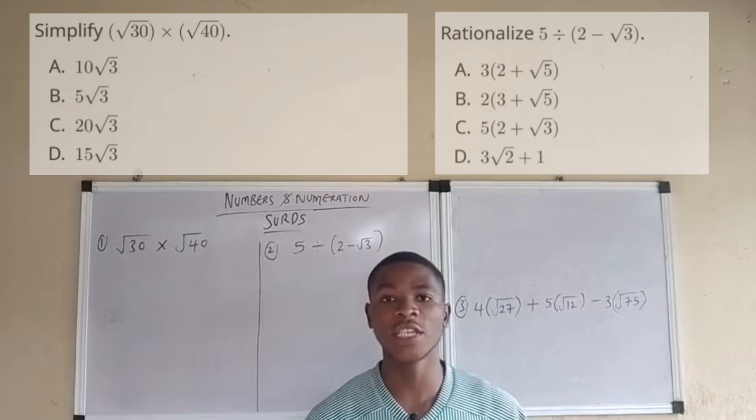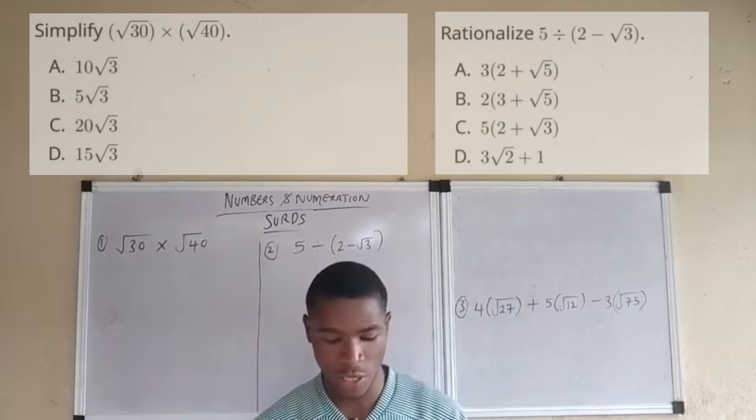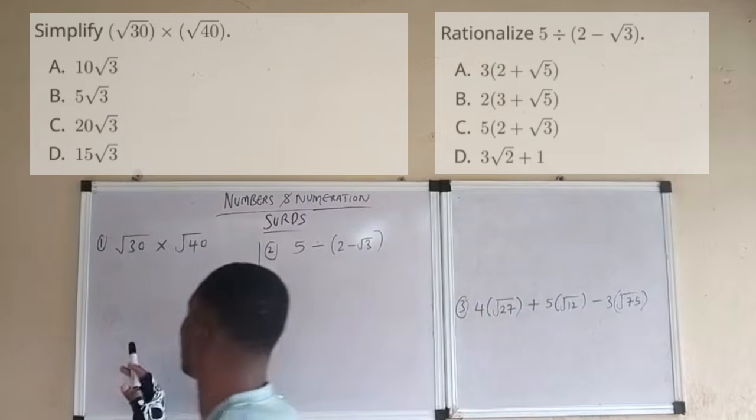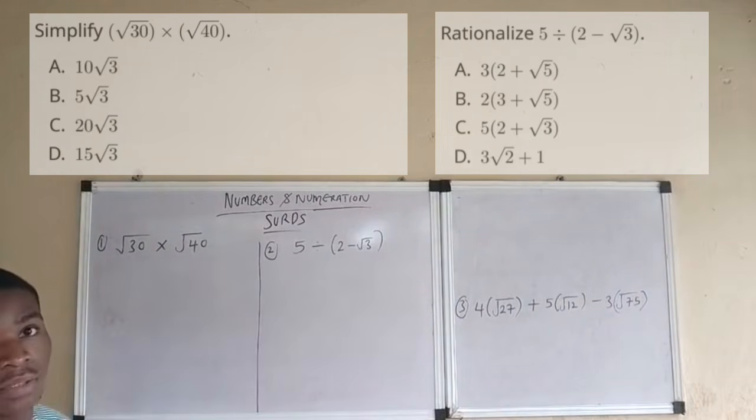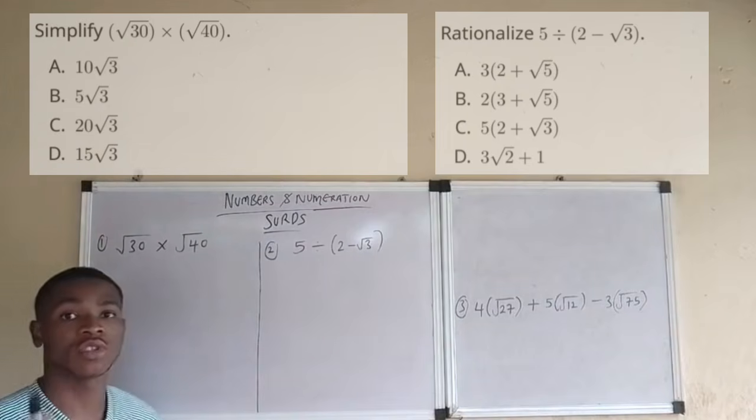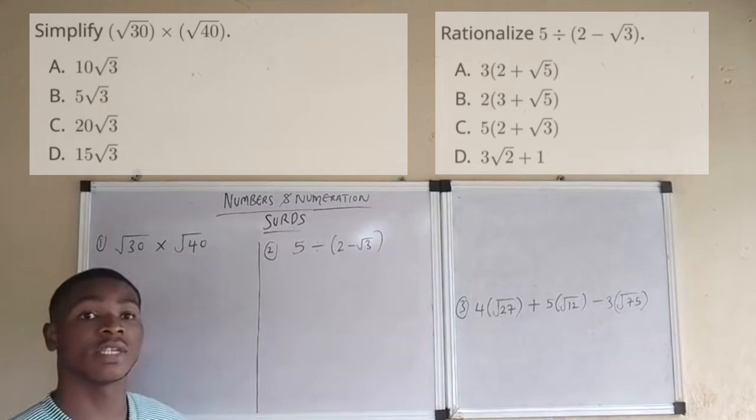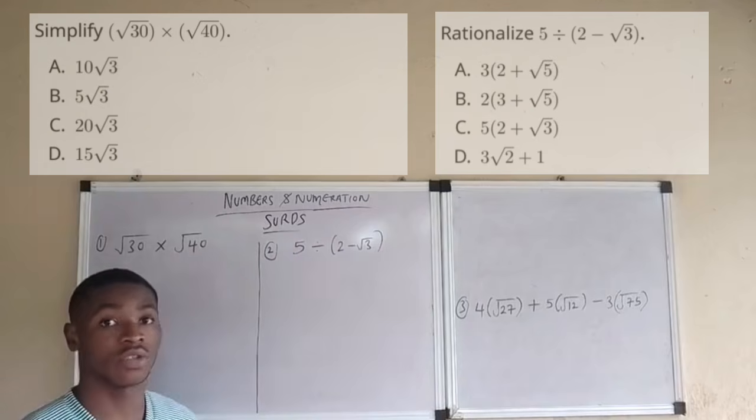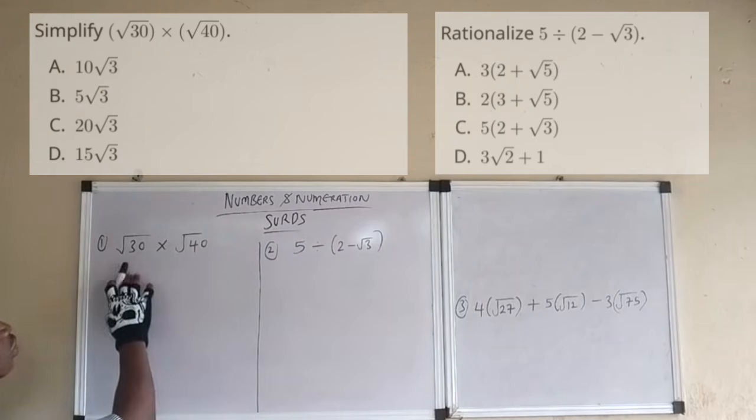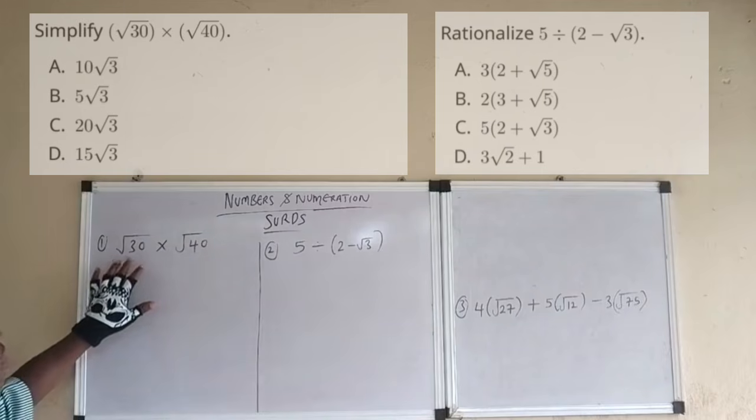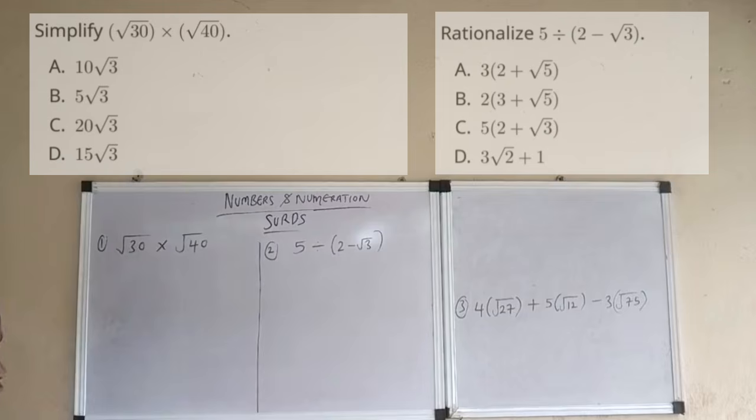Now we'll be looking at these 3 questions on SORT. The first question that we have here, we are asked to simplify root 30 times root 40. So how do you simplify a question like this? To simplify a SORT problem, you have to look for a perfect square that multiplies another number to give you the value you have in the SORT. We have 30 in this SORT and 40 in this SORT. So to simplify this, look for a number that multiplies a perfect square to give you what you have here. That's the way we are going to go about it.